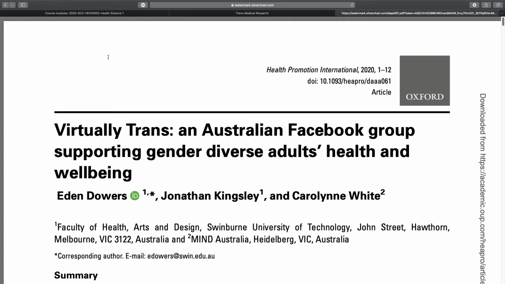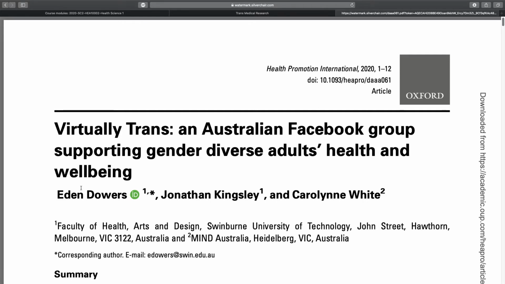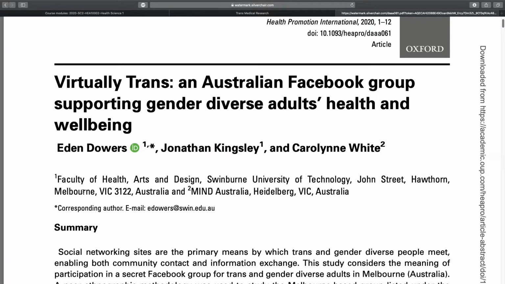Welcome back, everyone. In this second part of our first week of lecture content, we will be exploring the structure of a research paper. To demonstrate the structure of a research paper, I've selected a research paper that I published, and it actually came out last week in print.